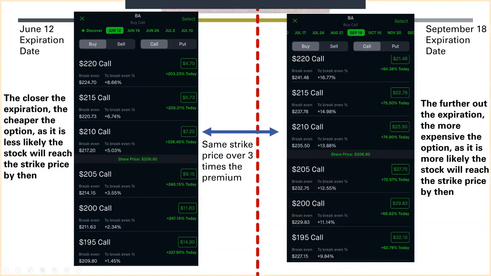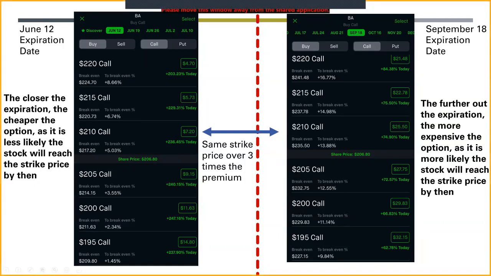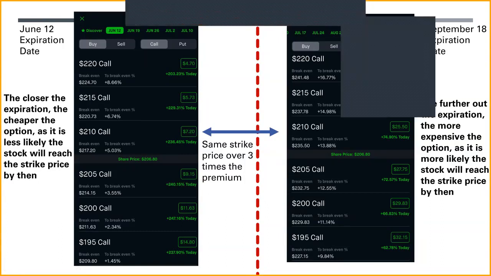It has to reach the break-even price. Now, that's not totally impossible, but it's more possible that it'll reach above 210 within about 3 months. You get what I'm saying? Just check the chat. All right.